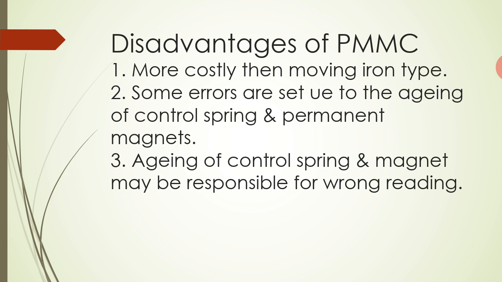Next are the disadvantages of PMMC, meaning permanent magnet moving coil instrument. First, more costly than moving iron type instruments. Second, some errors are set up due to aging of the control spring and permanent magnets. Third, aging of the control spring and magnet may be responsible for wrong readings.